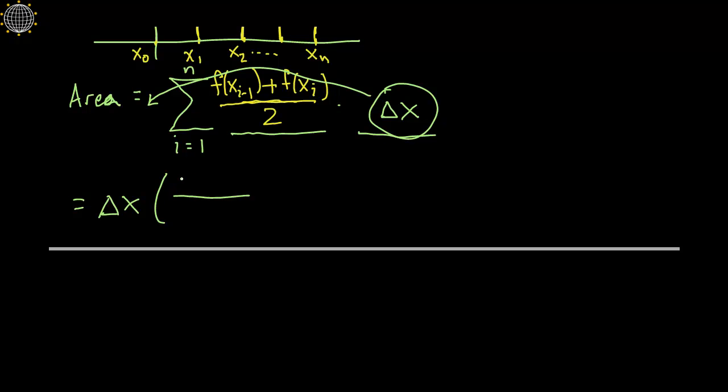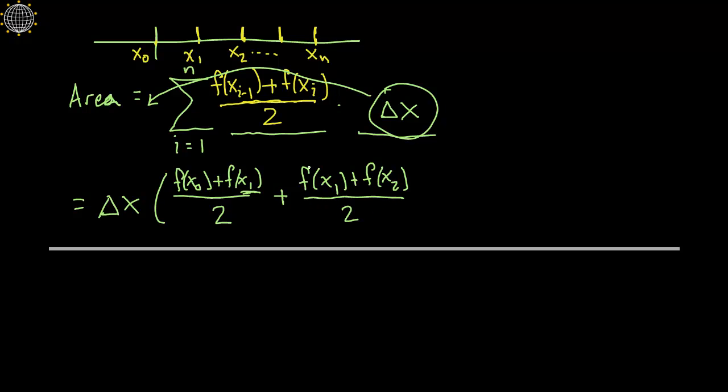All right, if i is 1, we'd have f of x sub 0 plus f of x sub 1 over 2. And then we'll add to that f of x sub 1 plus f of x sub 2 over 2. That's for the second trapezoid. Plus, and then on and on and on again, up to, and then what's the very last one? It would be f of x sub n minus 1, the next to last y value, added to the last y value, f of x sub n, all divided by 2.